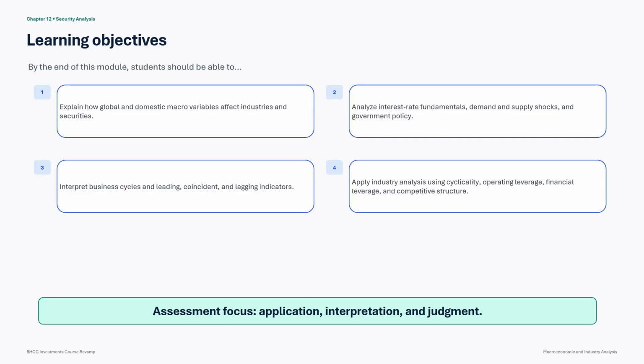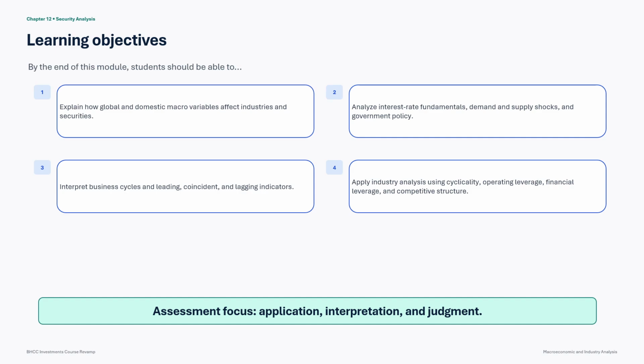Second, you should be able to analyze the fundamental drivers of interest rates, along with demand shocks, supply shocks, and government policy. Interest rates reflect the supply of savings, the demand for borrowing, expected inflation, central bank policy, and risk premiums. A demand shock changes spending. A supply shock changes productive capacity or input cost. Fiscal policy works through taxes and government spending. Monetary policy works through financial conditions, credit, liquidity, and expectations. Supply-side policy aims at the economy's productive capacity. These categories overlap in practice, so the analyst must focus on the transmission mechanism rather than the label.